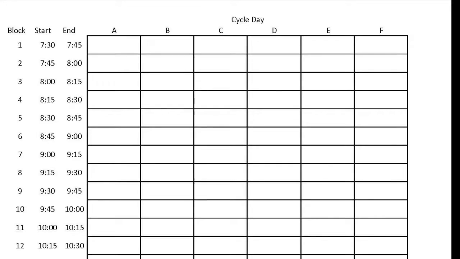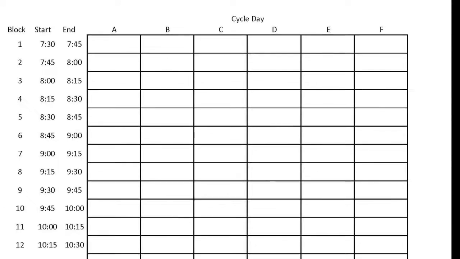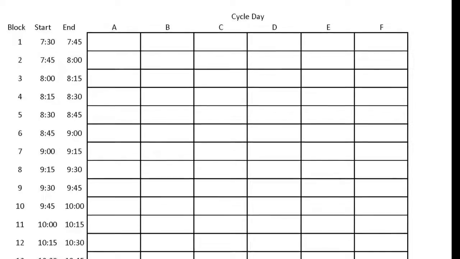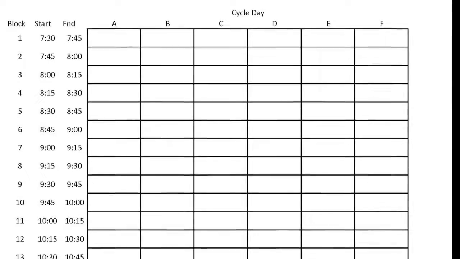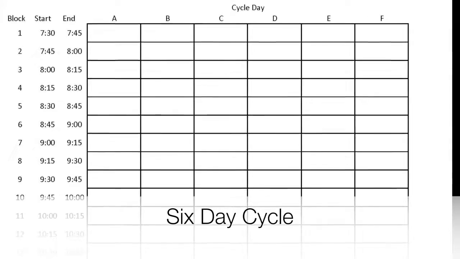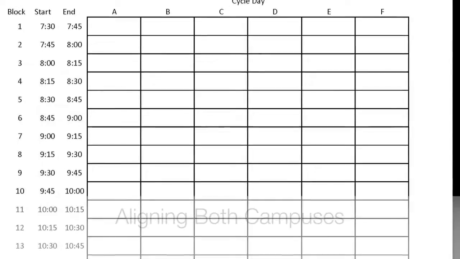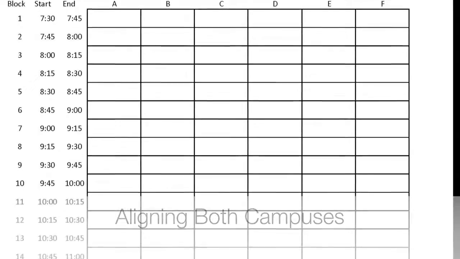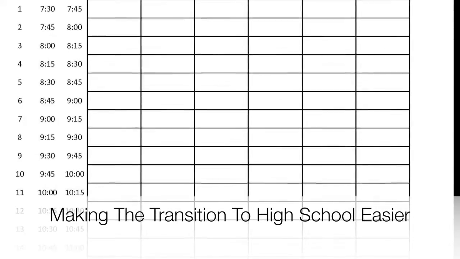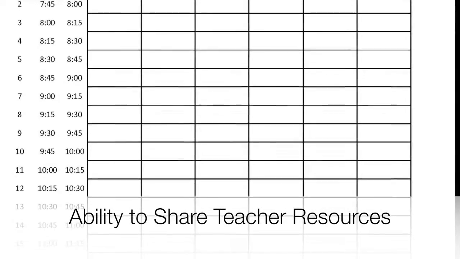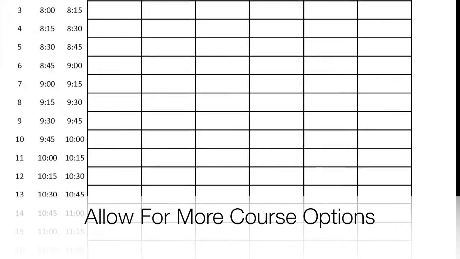On your screen is a basic template for our version of flex scheduling. Note that the schedule is based on a 6-day cycle. This will align both campuses on a similar schedule, making the transition to high school easier, the ability to share teacher resources, and allow for more course options for students.